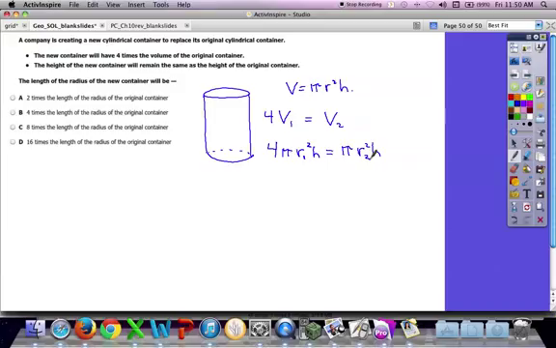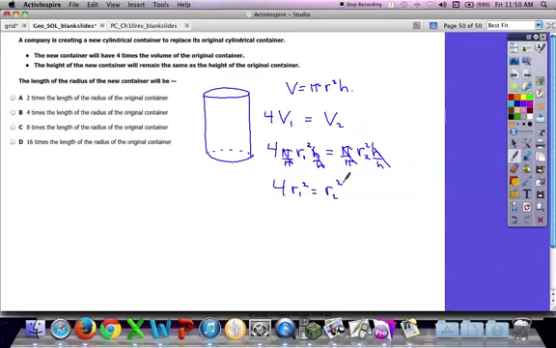So they want to know the length of the radius of the new container. How will it be compared with the other one? Well, let's see what we could simplify here. We could actually divide both sides by pi and divide both sides by h, and they cancel. So now we've got 4 times the first radius squared equals the second radius squared.